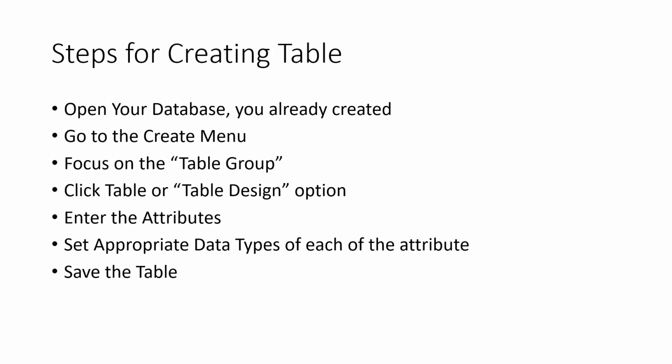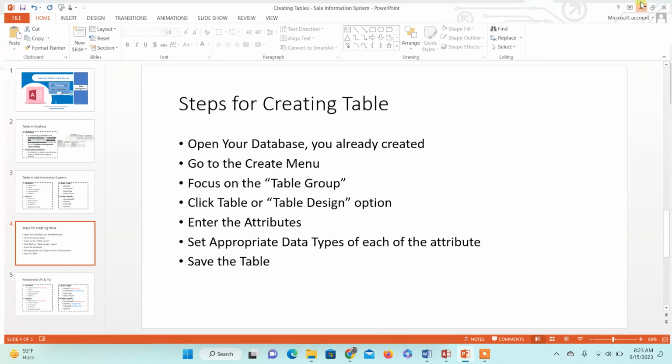And how can we create a table in MS Access? So we will open the already created database in MS Access. Then we will go to the Create menu. Then we'll focus on the Table group, and then either using the Table or Table Design option, we can start creating the tables, where we will enter the attributes, and for each attribute we must assign the data type, and then we will save the table. So let's see how we can do it practically in a database management system.